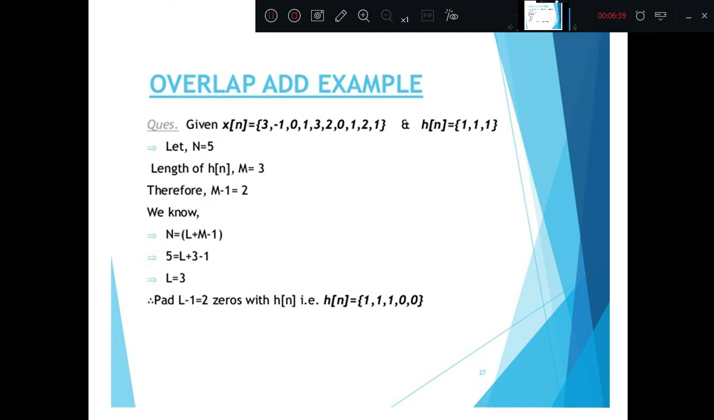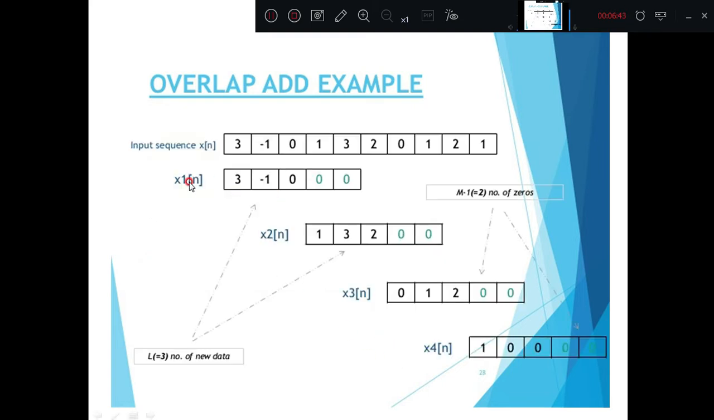3 samples, that is L is equal to 3, right? And see here, L is equal to 3. So 3 minus 1 zeros. Next, to make each block equal to the size of the DFT, that is N, so here 3 are there. How many zeros do you have to add? 2 zeros. This 2 is nothing but the length of h of n minus 1, that is M minus 1.